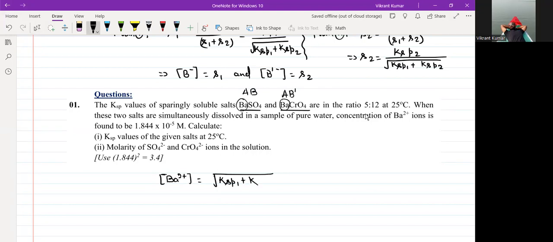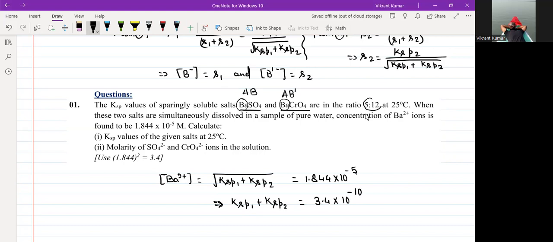Ksp1 plus Ksp2, and that has been given as 1.844 into 10 raised to minus 5, and that's why we are saying Ksp1 plus Ksp2 will become square of that, and देखो hint में दिया हुआ है 1.844 के square को we can assume as 3.4. So we have got this calculation as 3.4 into 10 raised to minus 10.